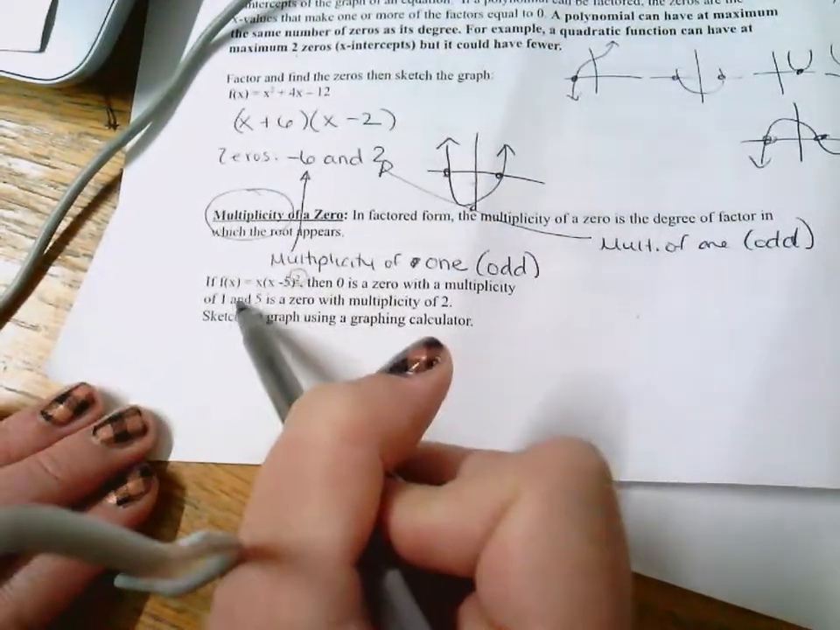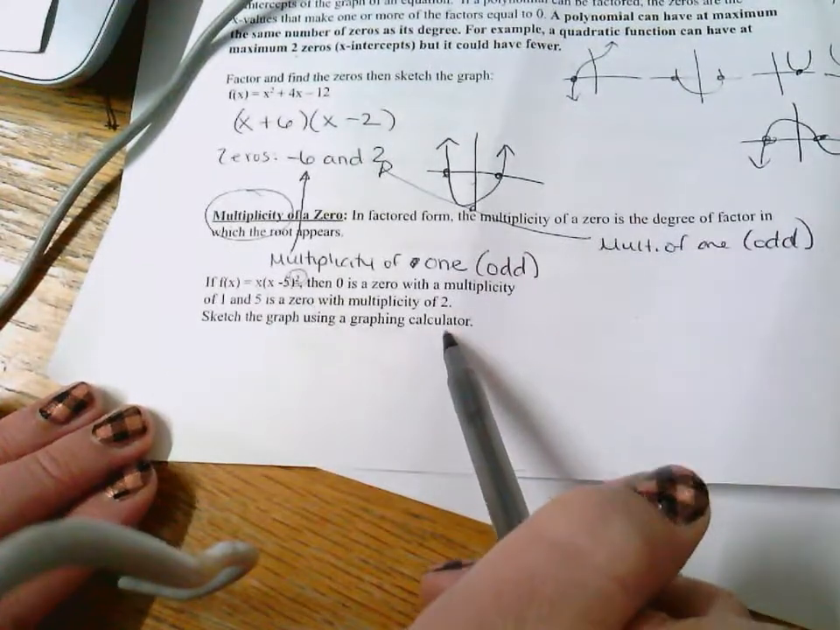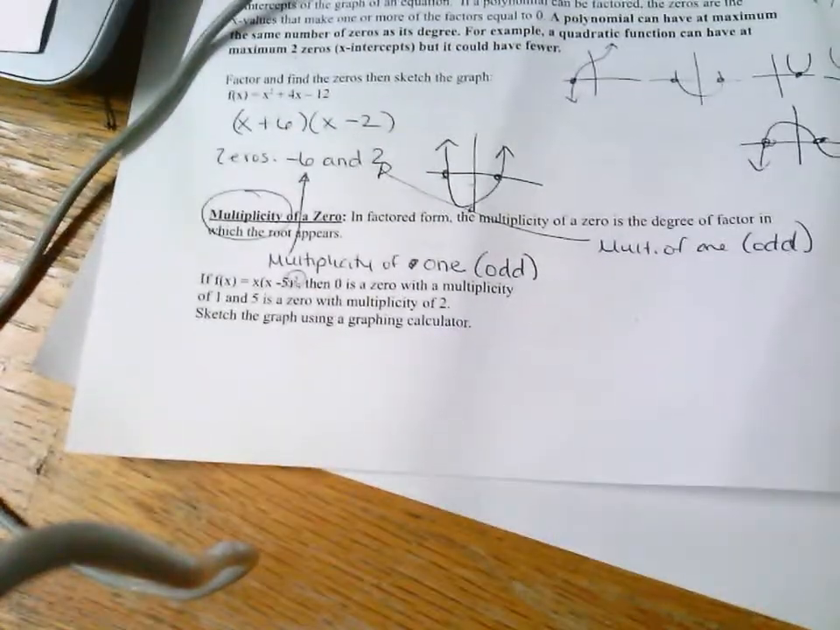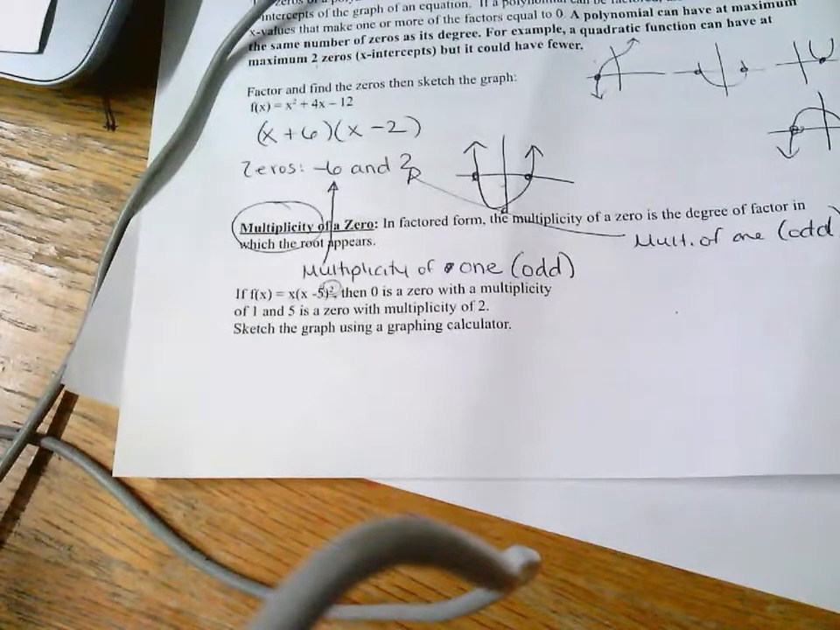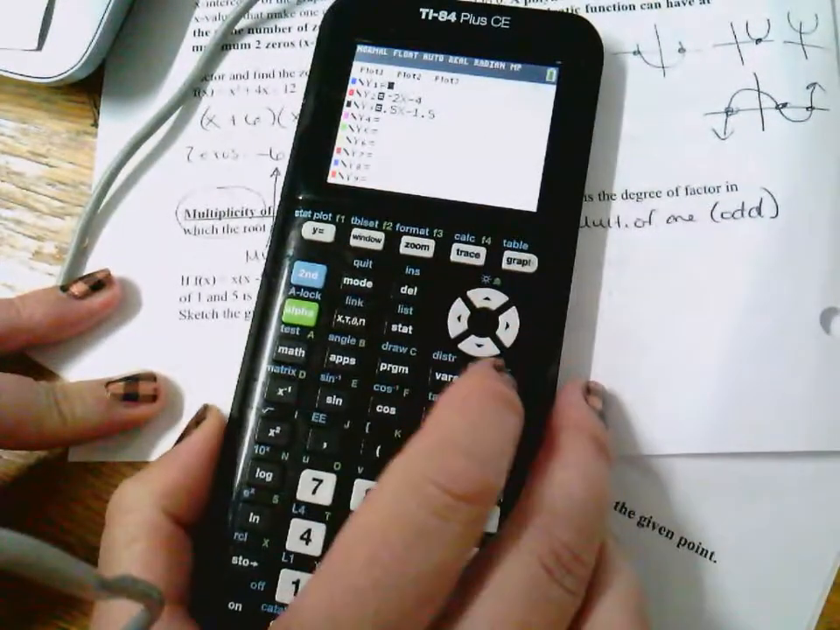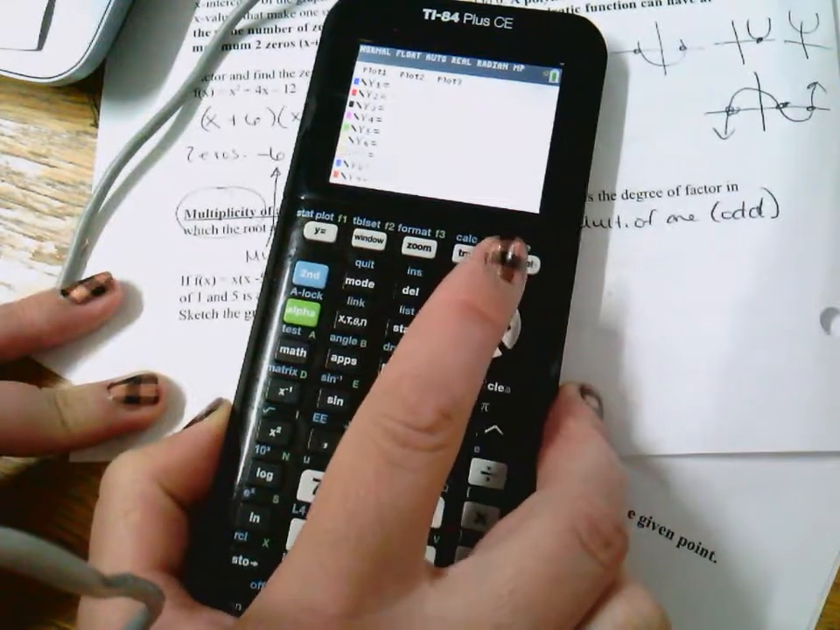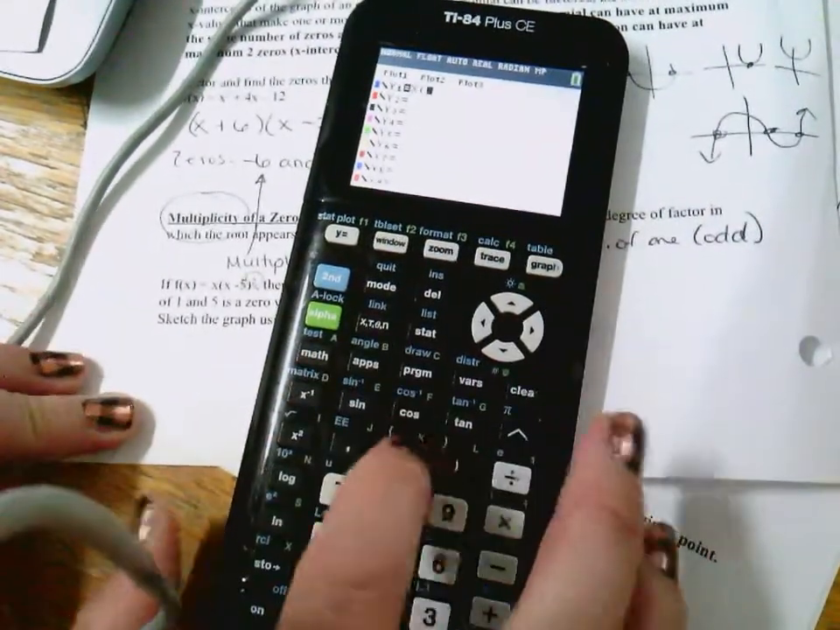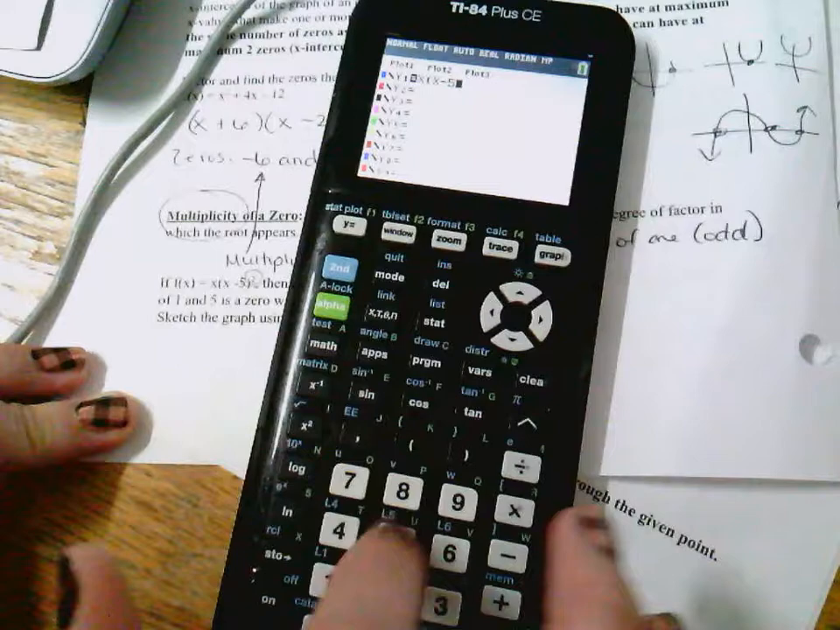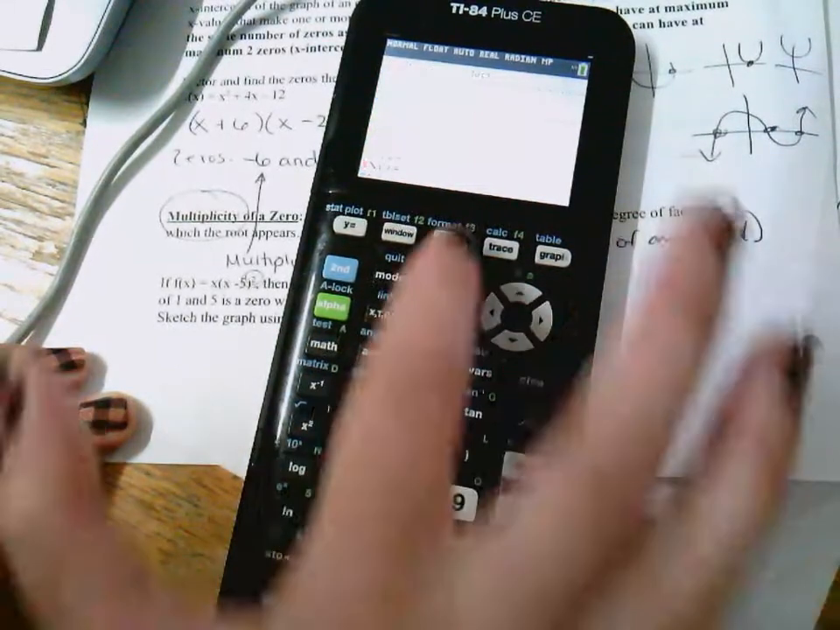So sketch this graph using a graphing calculator. I just want to show you what this graph looks like. So you can go to your y equals menu. Hopefully you've got your calculator up on your screen. You're going to do x times parentheses x minus 5 squared. I'm going to hit zoom 6.